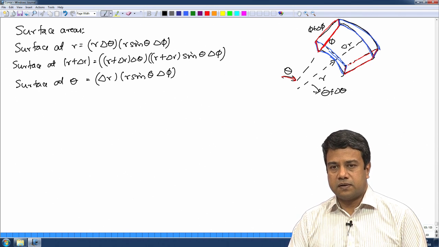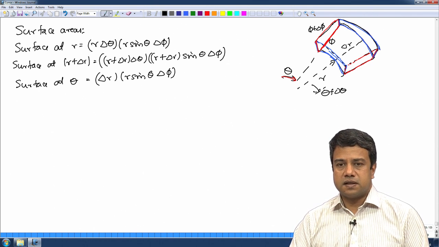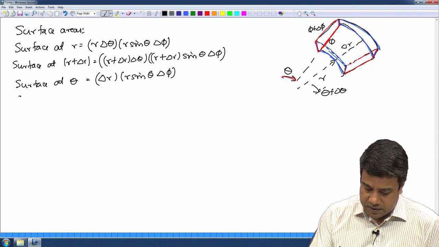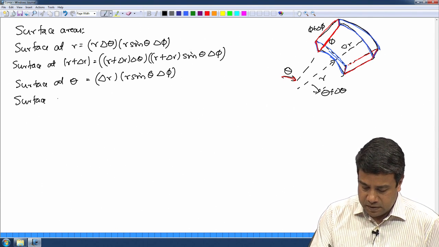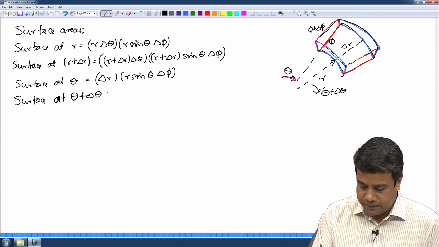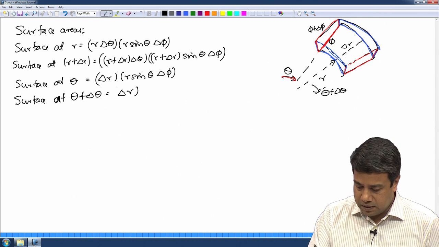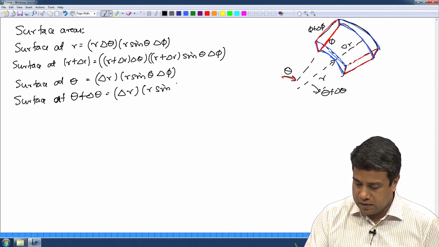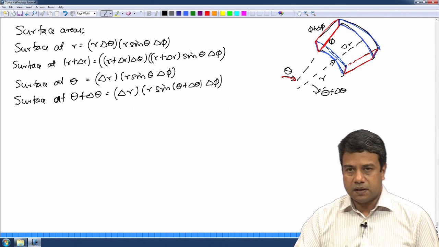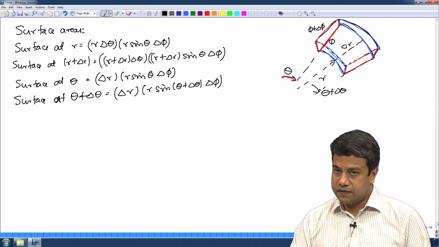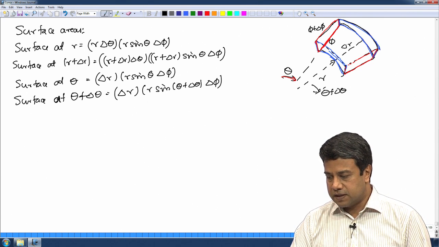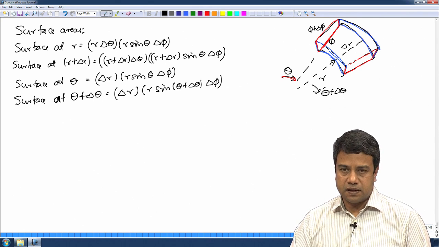The surface perpendicular to the theta direction is the distance in the r direction times the distance in the phi direction. And similarly, the surface at theta plus delta theta is equal to delta r into r sin of theta plus delta theta, into delta phi. So, as theta is changing, the surface area is also changing. Those are the surfaces in the r direction and the surfaces in the theta direction.